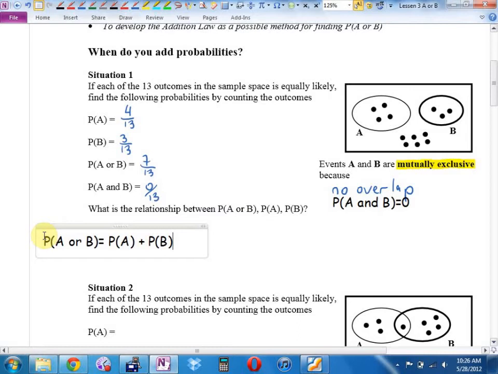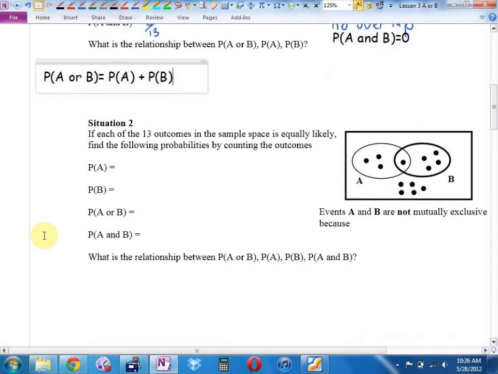Let's compare this with situation number 2. So here's another Venn diagram. Can you fill in the first 4 again? This one's got some overlap. Be careful. Can you fill in the first 4 again? Actually, did you get 4 out of 13, 5 out of 13, 8 out of 13, 1 out of 13?